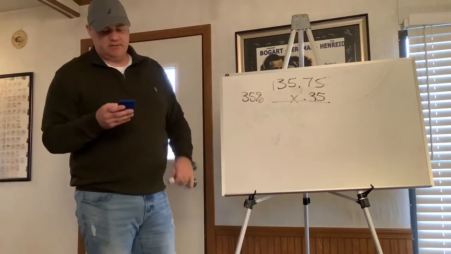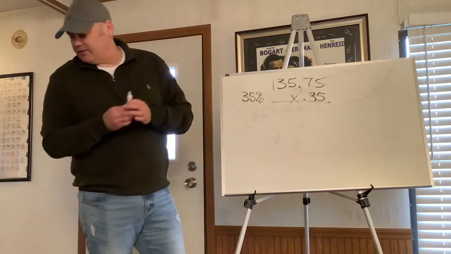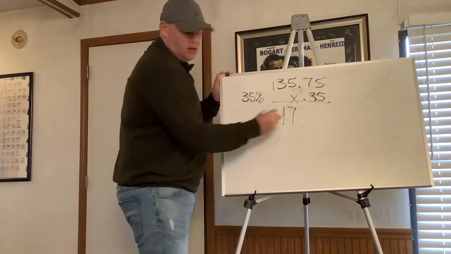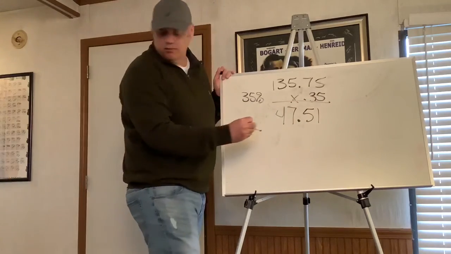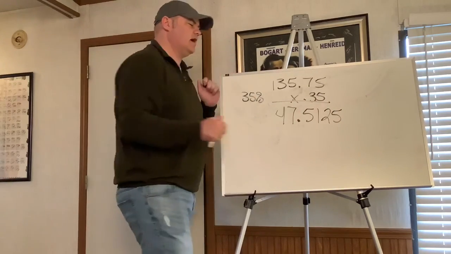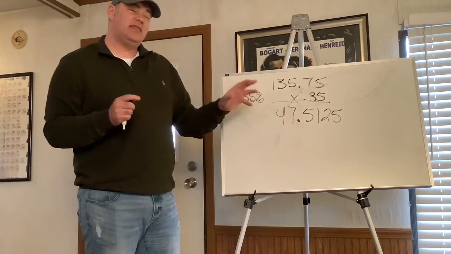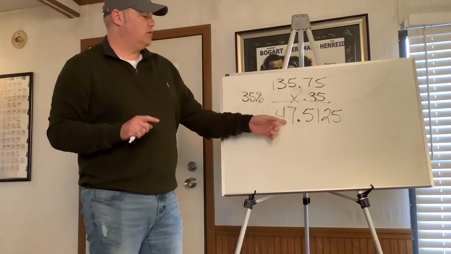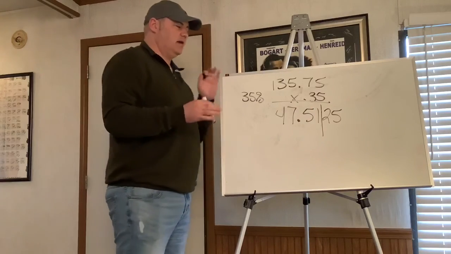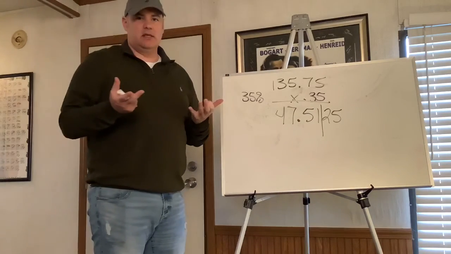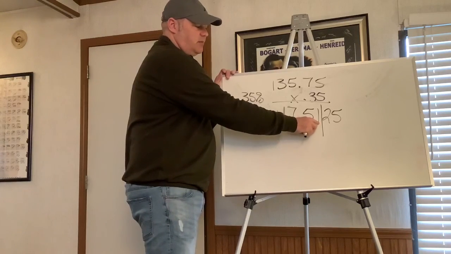So 135.75 times 0.35, and I get 47.51525. You're looking at that and saying, okay, what do I do with that? This is how much money gets taken off, so we have to think in terms of money. This is the end of our currency. This is the pennies, and I have to figure out what that means. This is the hundredths space, where the pennies go.